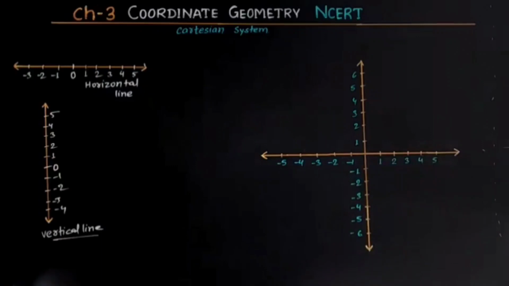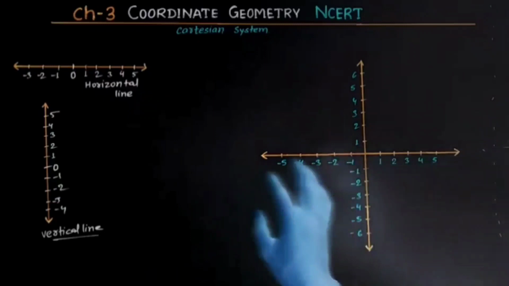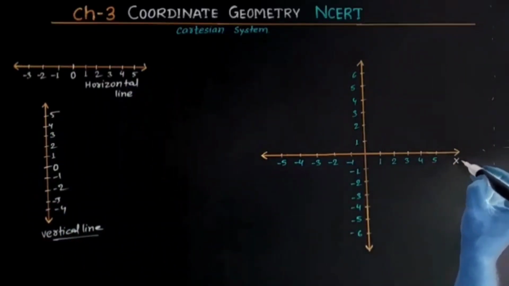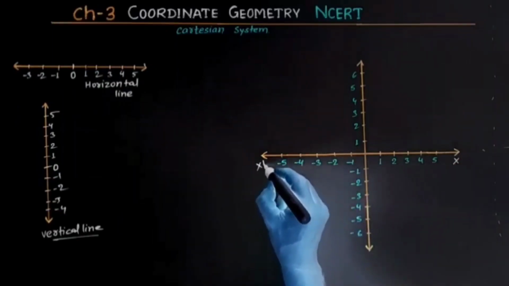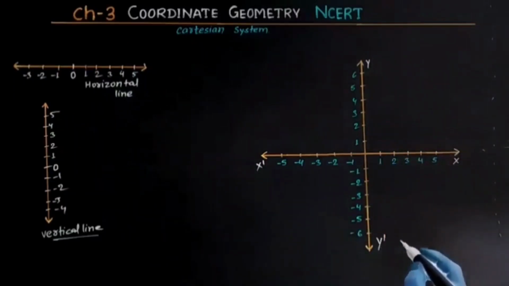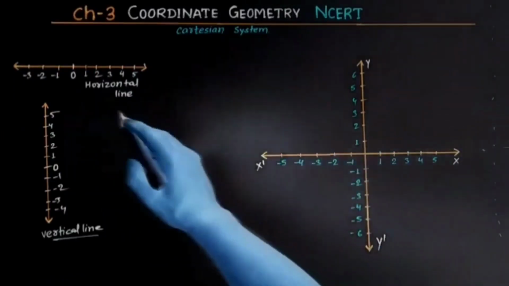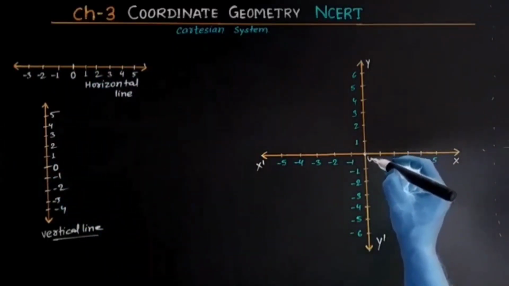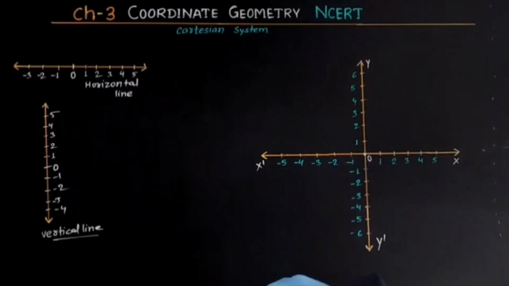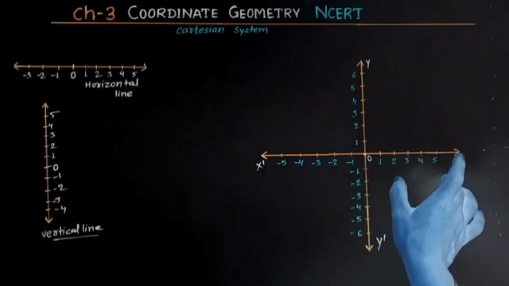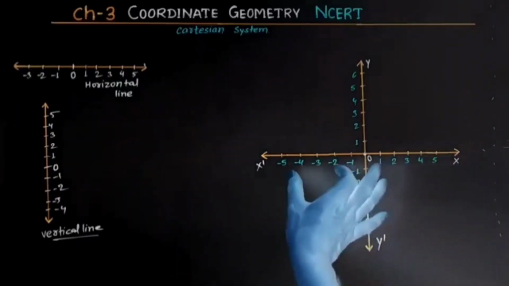So to know the position of an object, we need two perpendicular axes. The horizontal one is known as the x-axis. On the right hand side it is known as x, on the left hand side it is known as x dash. The upper one on the y-axis is known as y, while the lower one is known as y dash. The intersection of these two lines is known as the origin, and the coordinate of the origin is (0, 0).